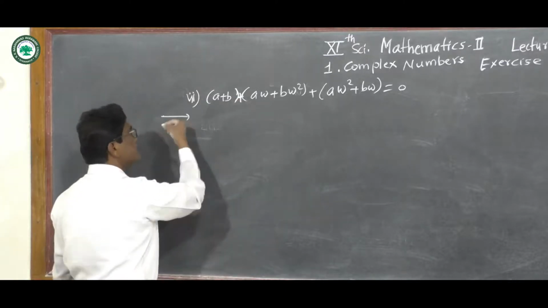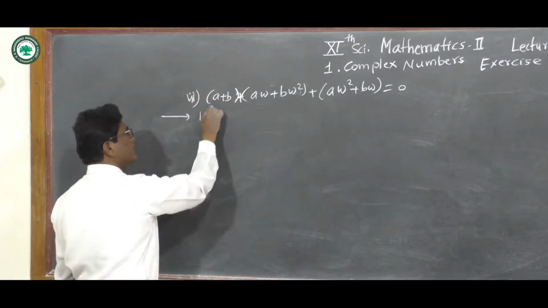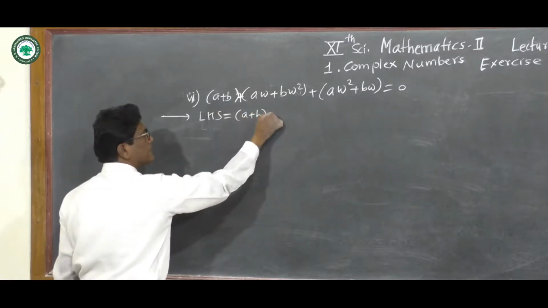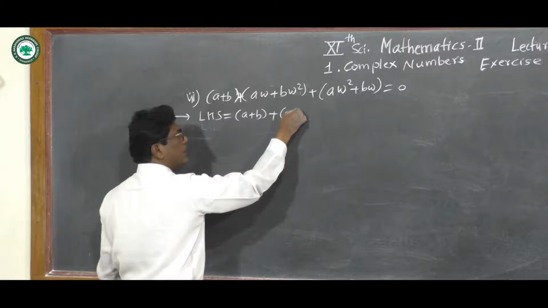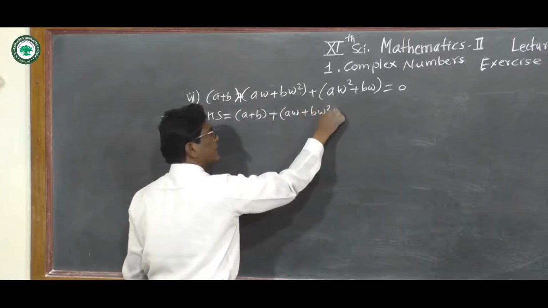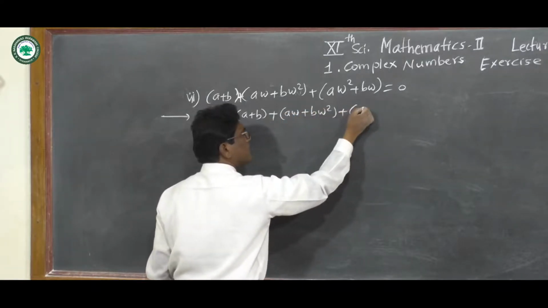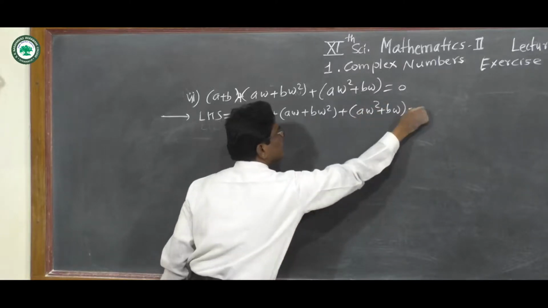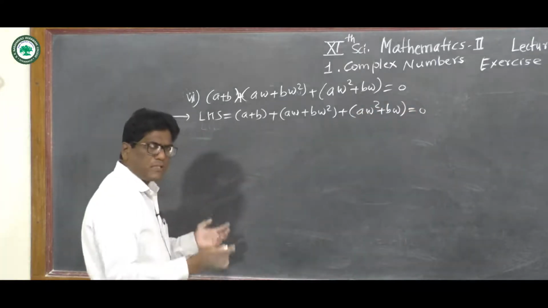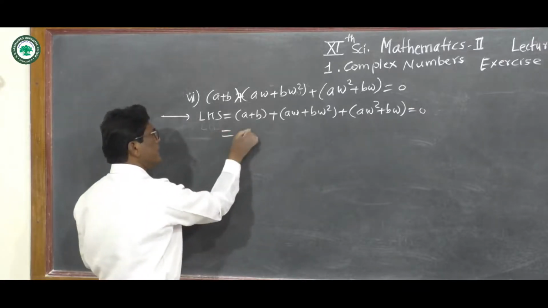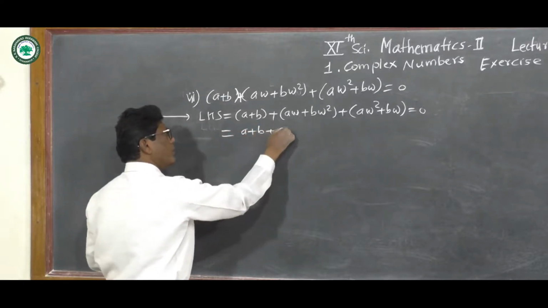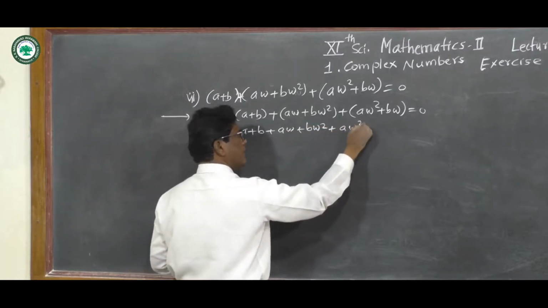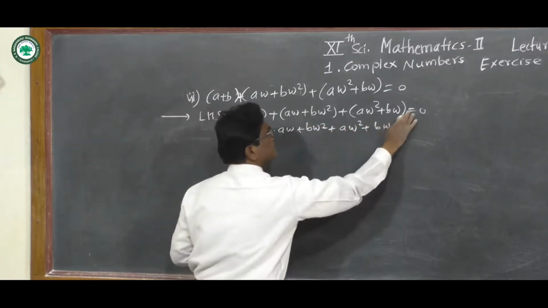So we consider left hand side. LHS is equal to, take first bracket, that is A plus B, plus second bracket A omega plus B omega square, plus this third bracket, that is A omega square plus B omega, is equal to 0. Remove all the round brackets. So we get A plus B plus A omega plus B omega square plus A omega square plus B omega.